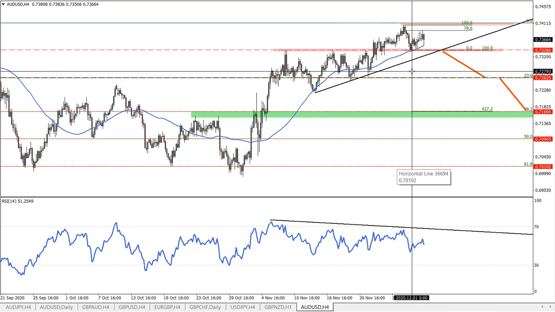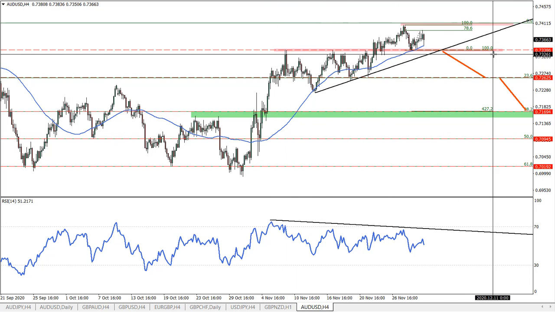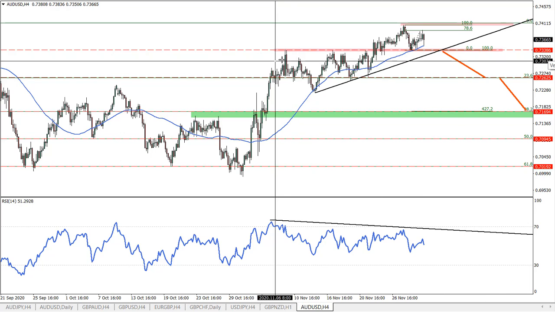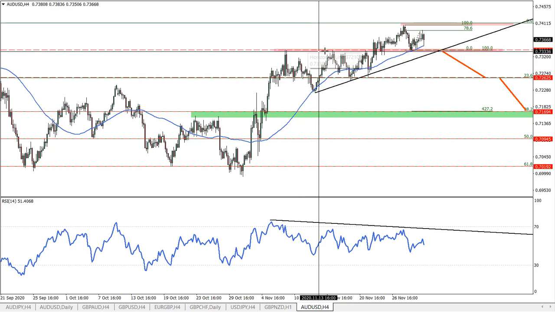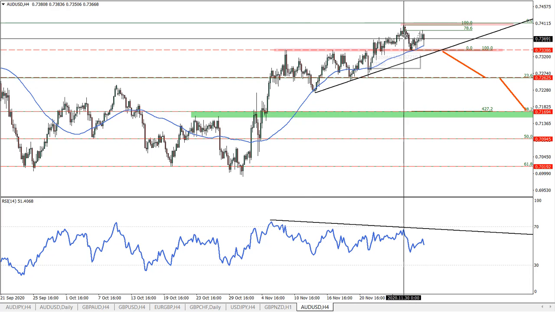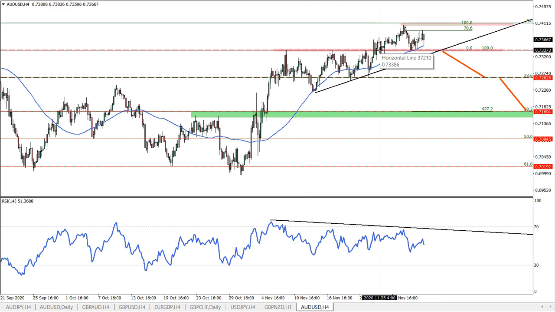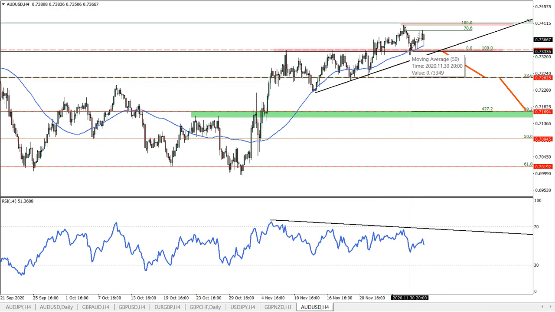However, there is a very strong support, which is a supply demand area located near 0.7338. We see double rejection, triple actually, three bounces of this resistance, then break to the upside, then there was a support and yet again the support.